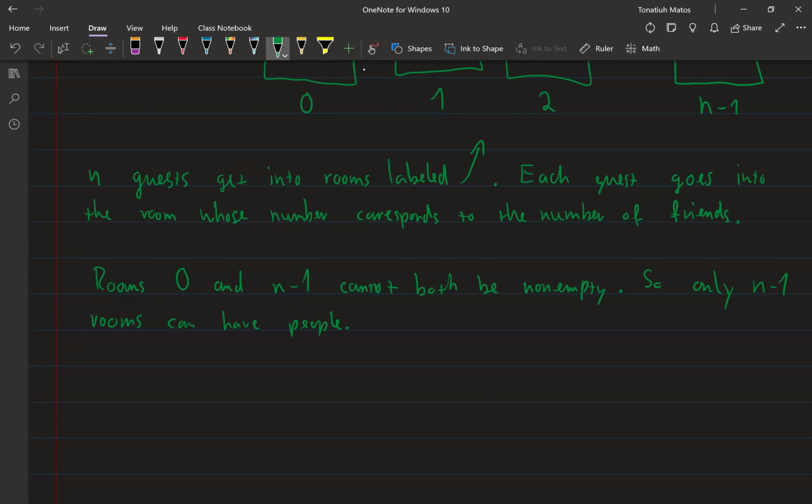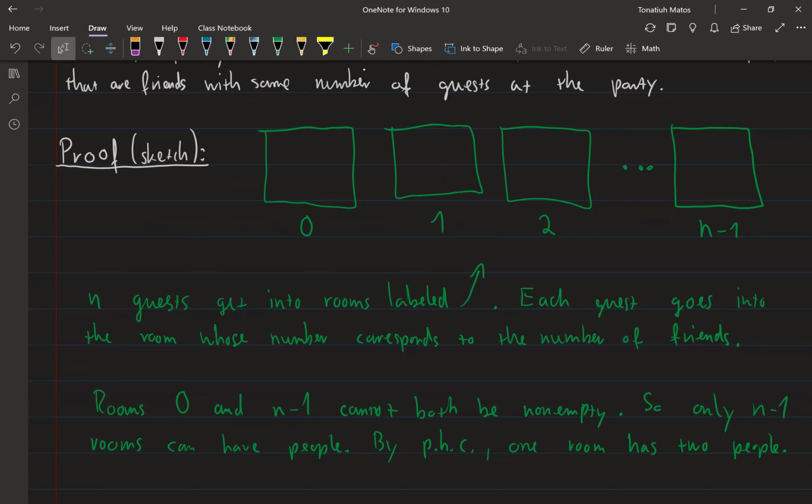Right? There are n people and n minus 1 rooms. So by the pigeonhole principle, one room has 2 people. And whichever room has 2 people, well, those 2 people know the same number of guests. And that's the end of the proof.